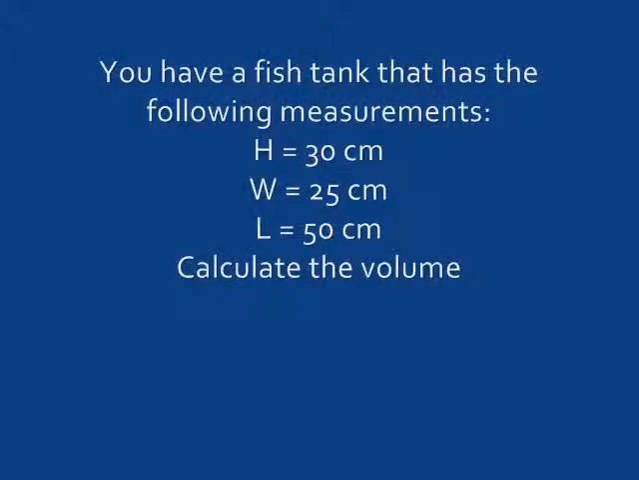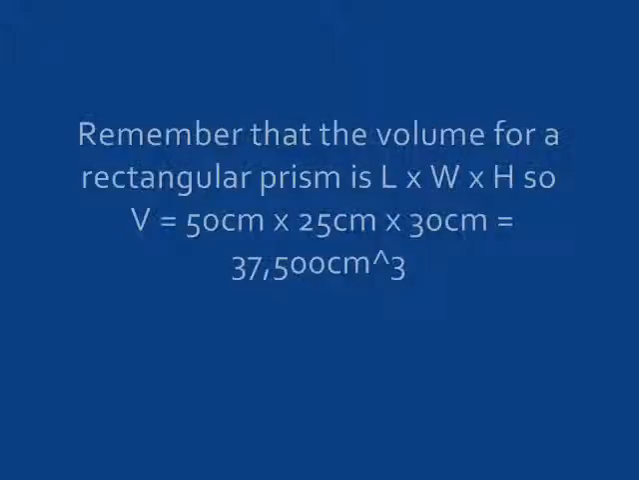Now let's use the values that we were given from our problem, and remember that the volume for a rectangular prism is length times width times height. So our volume is 37,500 cubic centimeters.